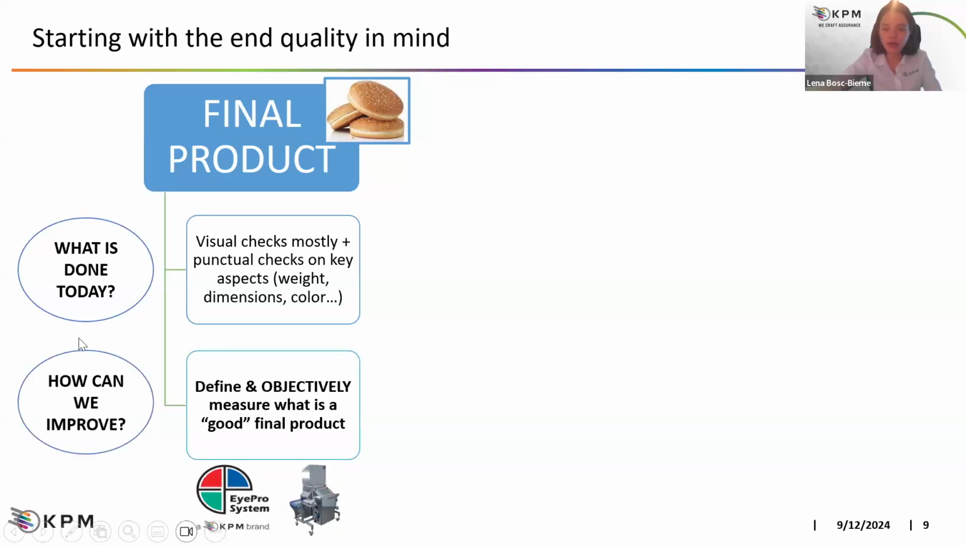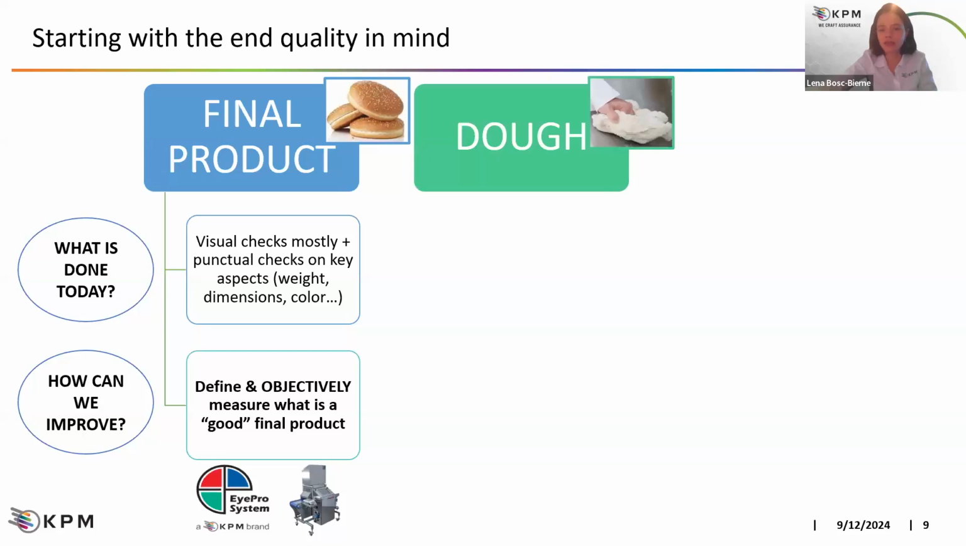Here, we can improve by putting an objective system that can control the entire production on the line of production, and that can put numbers on what is a good product in terms of dimension, in terms of color, thanks to vision inspection systems.